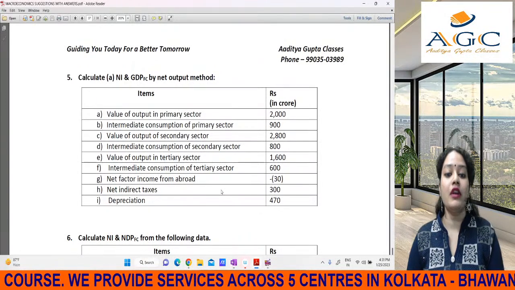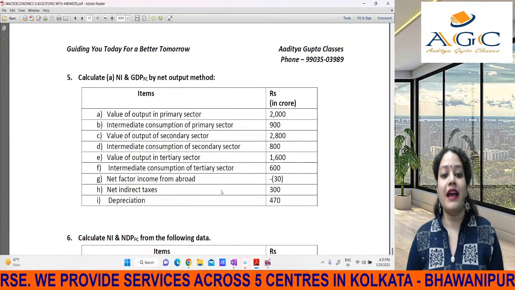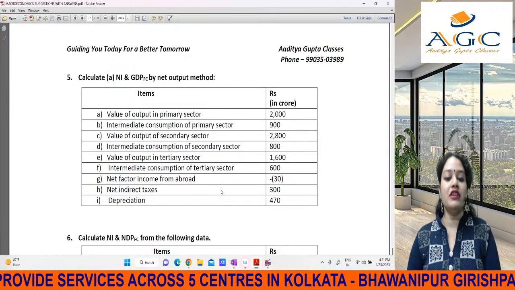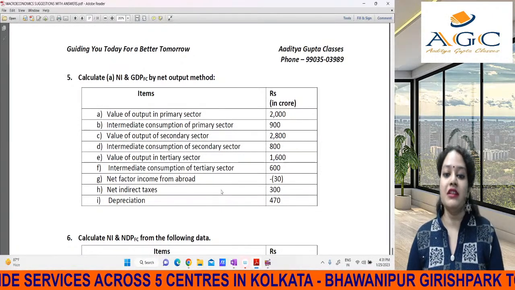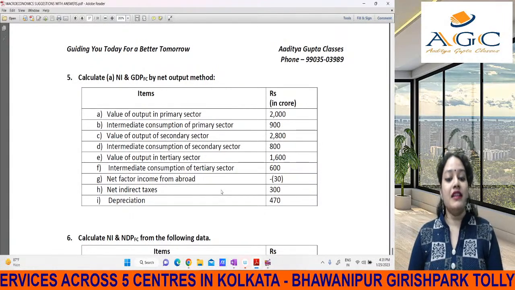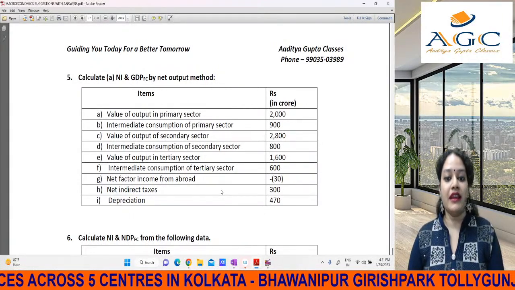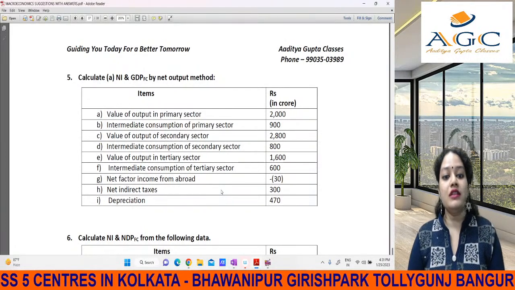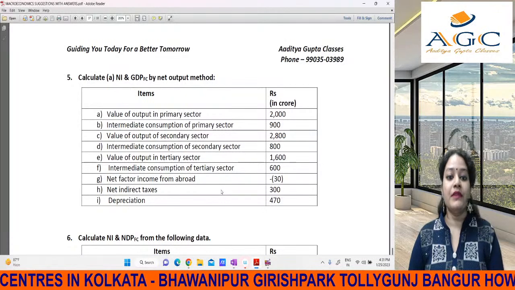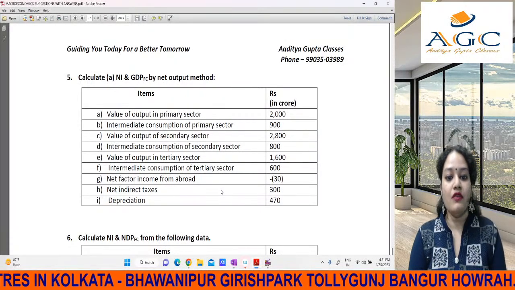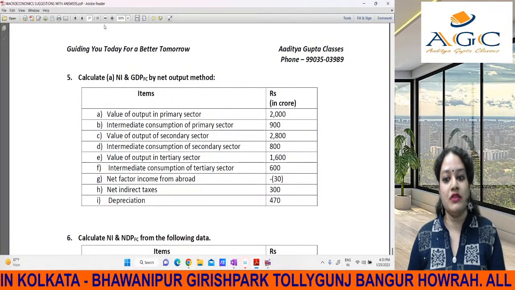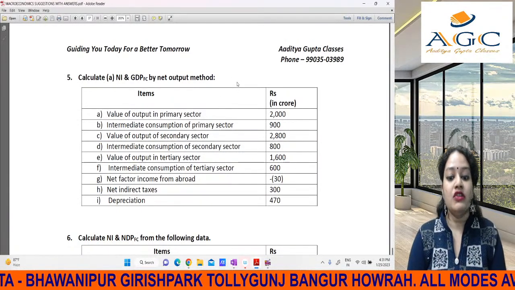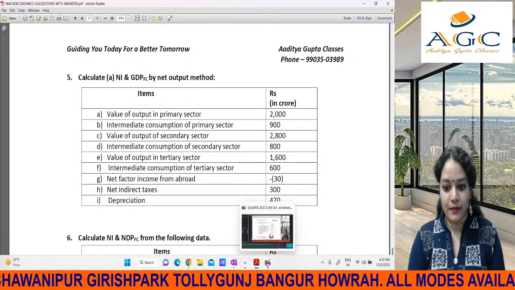I also mentioned that we had to do the first step, GVAMP of all the sectors, if the outputs and intermediate consumption were given individually. The last day, in the sum that we did, all the sectors individually were not given, but today in the sum that we would do, all the sectors have been given individually. So we can see that value of output in primary sector is 2000. Then intermediate consumption of primary sector is 900. So we will start doing it part by part.